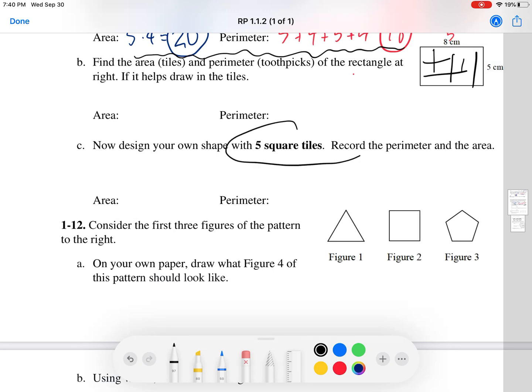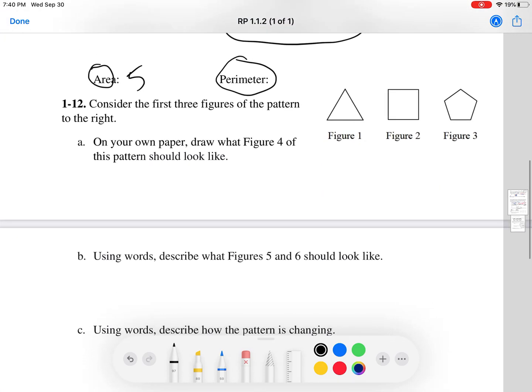All right, so C is kind of a blend of the very first problem in this one. They want you to use only 5 square tiles, put them however you want. What's the area of that? It's got to be 5 actually, right? Because you're using 5 tiles, and then figure out the perimeter.